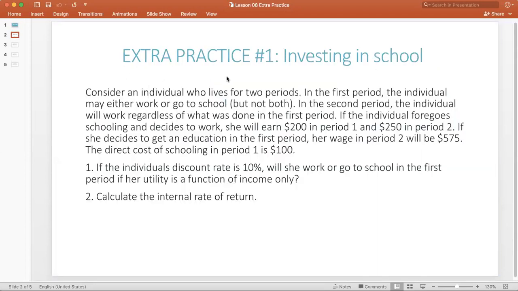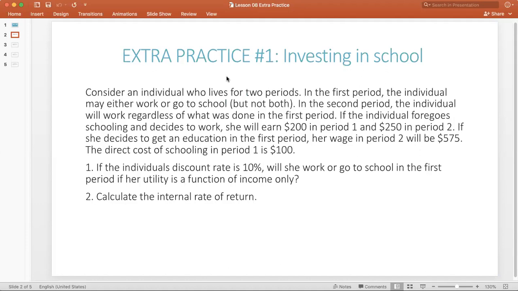So investing in school. Consider an individual who lives for 2 periods. In the first period, the individual might either work or go to school, but not both. In the second period, the individual will work regardless of what was done in the first period. If the individual forgoes schooling and decides to work, she will earn $200 in period 1 and $250 in period 2. If she decides to get an education in the first period, her wage in period 2 will be $575. The direct cost of schooling in period 1 is $100.